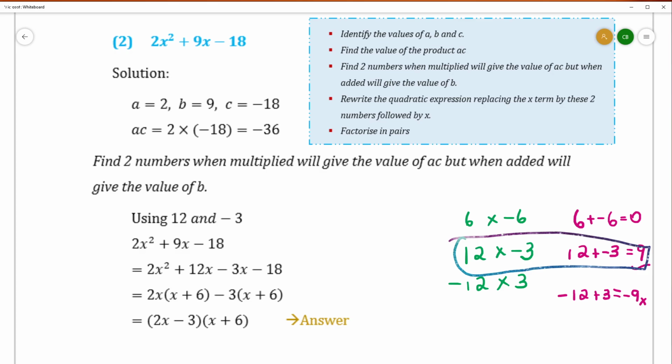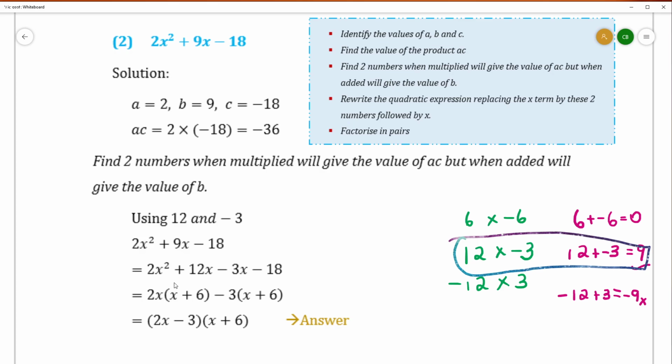So as seen in our solution, using 12 and minus 3, we are rewriting the quadratic, replacing the middle term, the x term, by these two numbers followed by an x. So we'll have the 2x squared. Instead of the 9x, I'm going to write 12x minus 3x, and there's a minus 18 from before. Our next step would be to factorize in pairs.